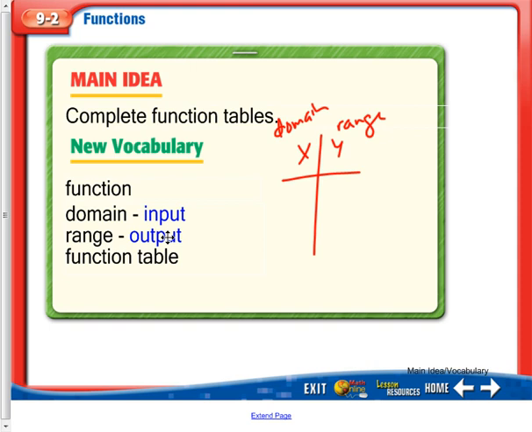And the reason we set it up like that is because of the formula y equals mx plus b. We're usually putting x values into equations and we get y values out. And this thing right here is a function table. Okay, a function is just an equation like y equals 3x plus 2. So this is a function right here.